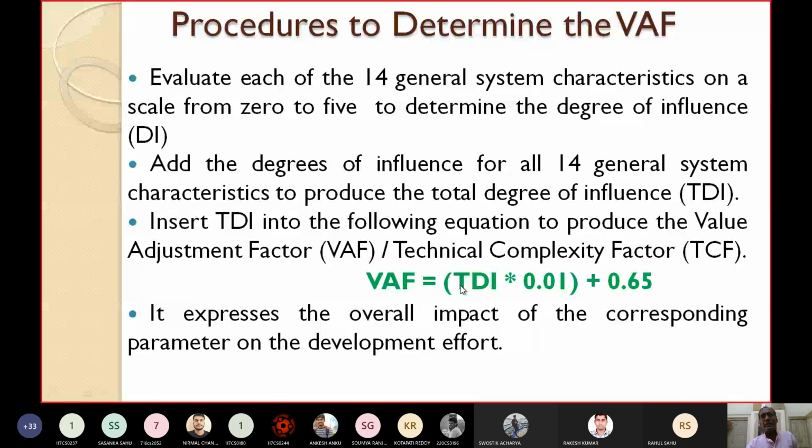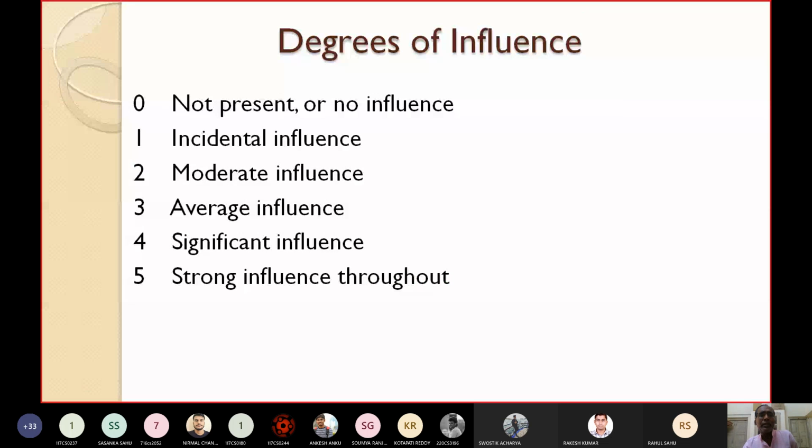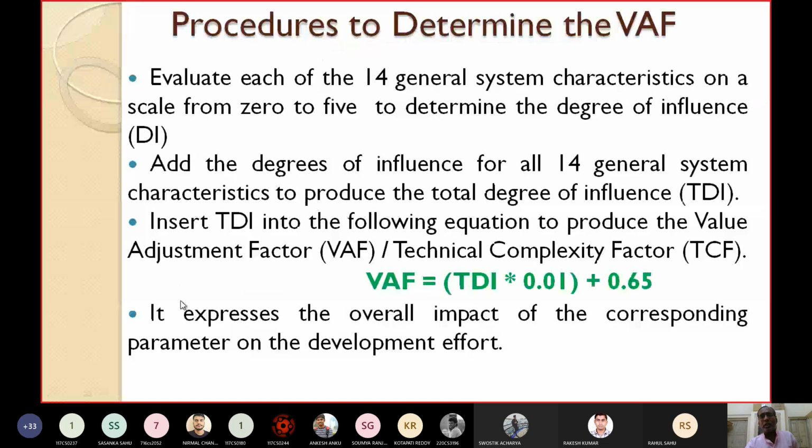So let's take the simple case. Suppose all the 14 characteristics are of average or medium influence. So what is the value? 3. That means for the whole system, in case of TDI, I will put 14 into 3, which is 42. So 42 into 0.01 plus 0.65, whatever value you get, that will be the value adjustment factor for the given problem. Otherwise, in the examination, the degree of influence will be given for all the 14 general system characteristics, which one is 1, which is 2, which is 5. If not given, take the moderate value, that is 3. And then you compute the VAF.